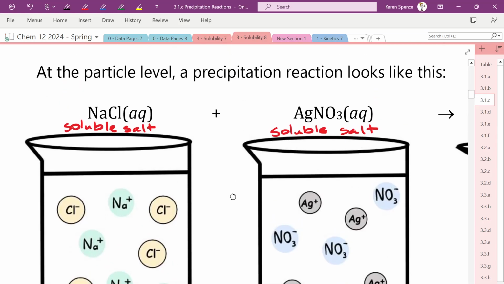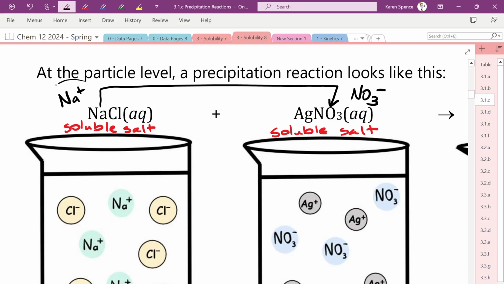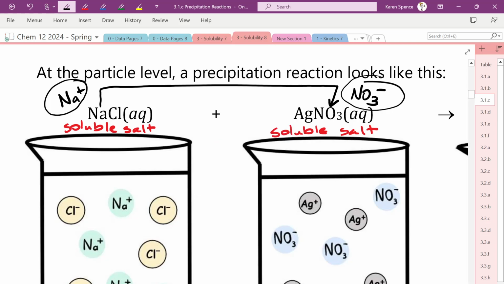So, do you remember how to predict the products of these reactions? You combine the inside and outside ions. So if we combine our outside ions, we have Na plus and NO3 minus, which gives us NaNO3. Will NaNO3 be soluble or low solubility? Soluble, because guess what? We have an alkali ion and we have nitrate. And nitrate is soluble with everything. Okay?